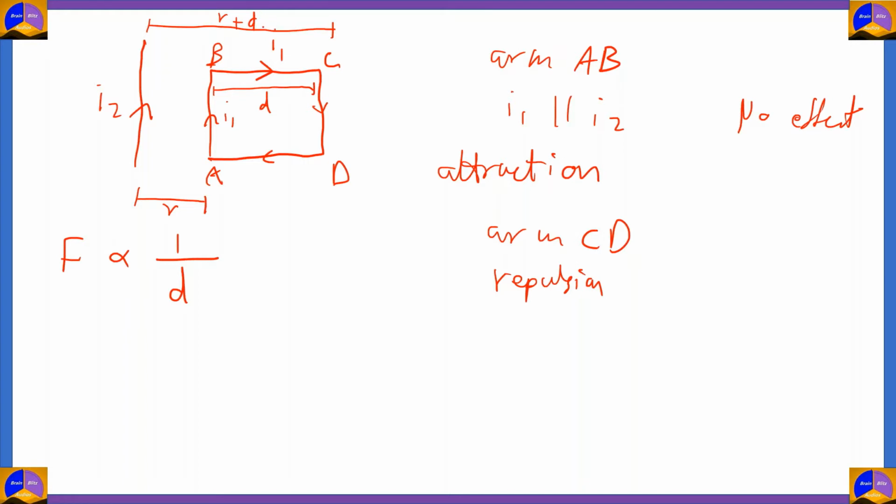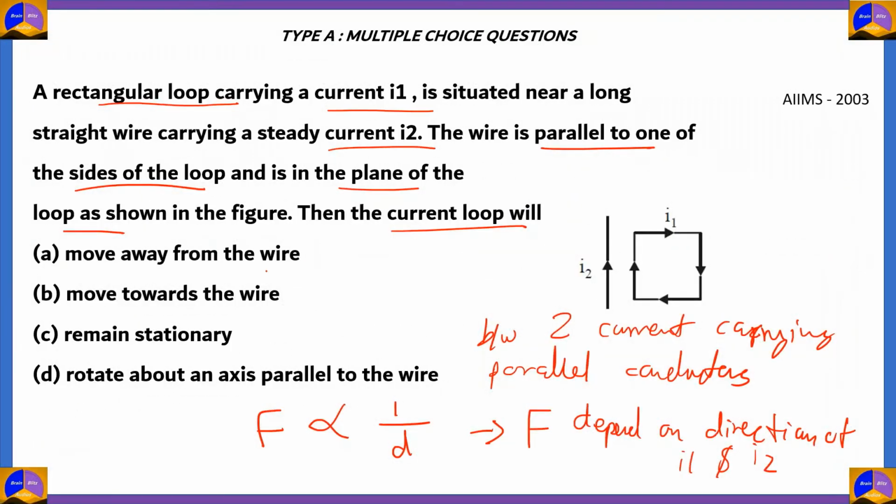So as you can see, there is a greater distance that separates arm CD from the straight conductor, so it will have less force. So force due to CD will be less than force due to AB. Therefore, since AB tends to be attractive towards the conductor and CD tends to be repulsive, we can say that the overall effect would be one of general attraction. So option B, move towards the wire, is the right option.